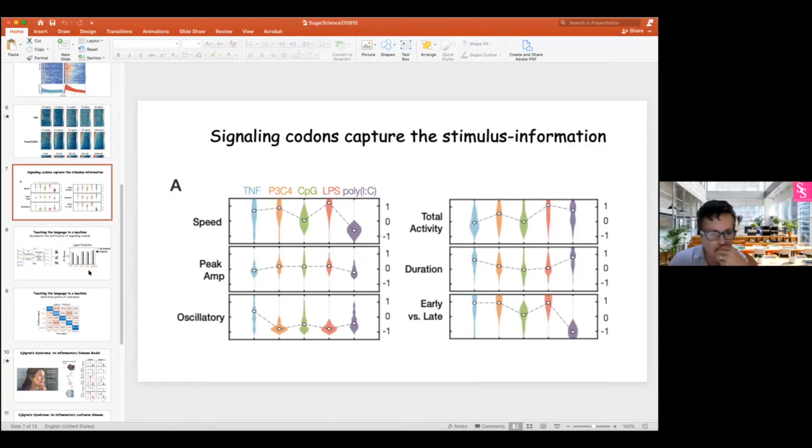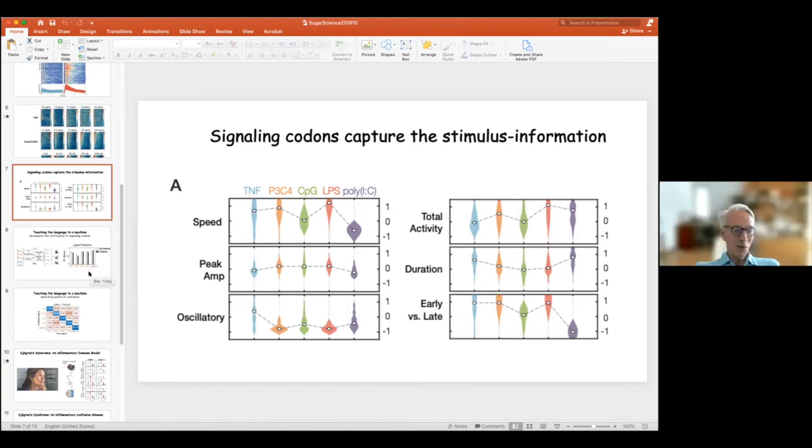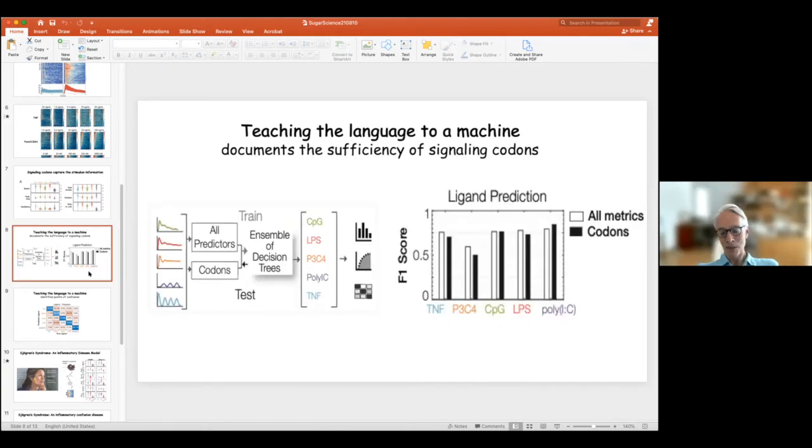And then we thought, well, if they represent code words for this code, then we should be able to teach them to a computer and do machine learning. So we teach these codons to a machine learning algorithm, and it turns out that if we present it with some signaling trajectories, then the algorithm can identify what the stimulus was that the cell was exposed to.